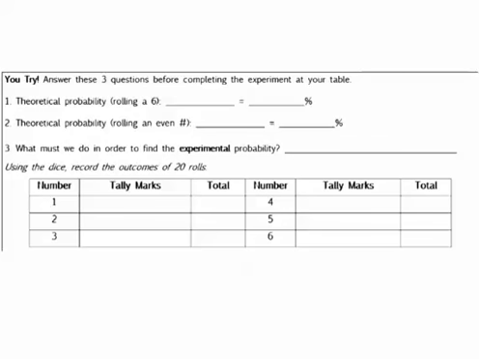Okay, the next part is for you to try. So I want you to answer these 3 questions before conducting the experiment at your table. Answer number 1, it's theoretical probability. Number 2, theoretical probability. And then 3, I'll really quick go over. This is what must we do in order to find the experimental probability. All I want you to think about is if you don't get any data, there wasn't an experiment conducted. So in order to find the experimental probability, you actually have to conduct some type of experiment.